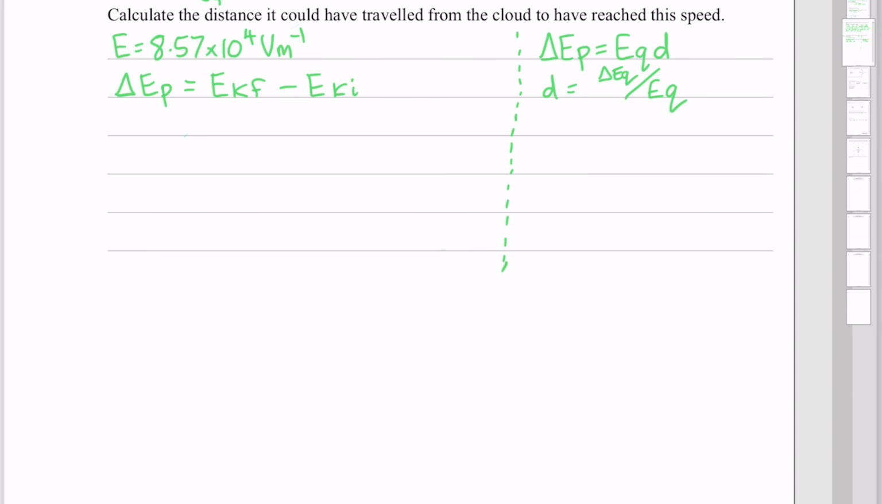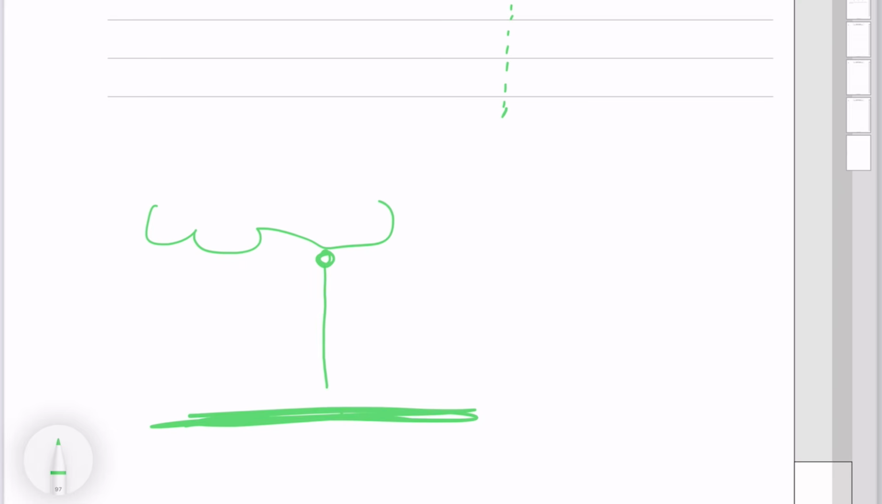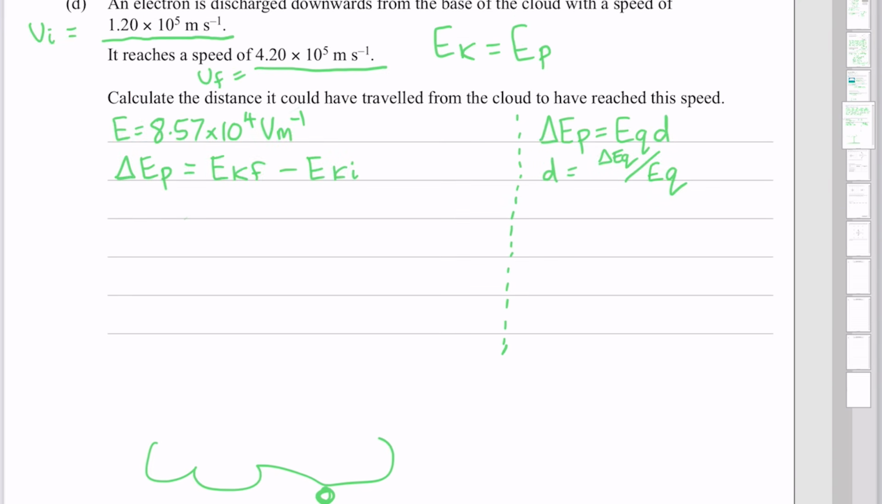And so let's just pause a moment to think what's happening. So we have our cloud and we have our ground. And so the electron is moving from the cloud to the ground. As it does so, it is gaining kinetic energy. It is going from a speed of 1.20 to 4.20 times 10 to the 5. It gains that kinetic energy by losing electric potential energy. And that's what we're describing with this equation here.